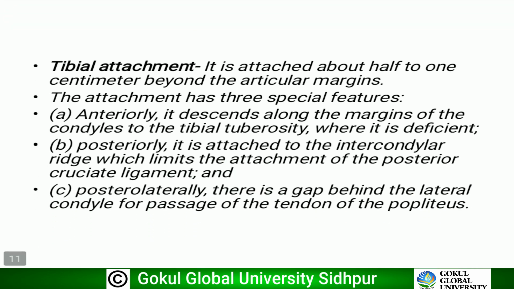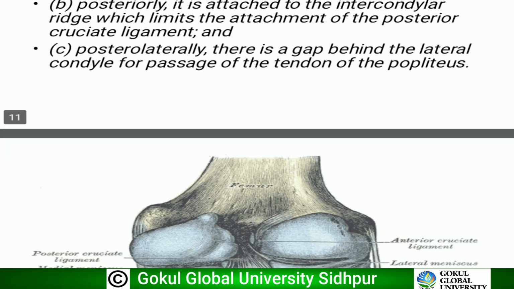Now regarding tibial attachment. It is attached about half to 1 centimeter beyond the articular margins. The attachment has three special features. Anteriorly, it descends along the margins of the condyles to the tibial tuberosity, where it is deficient. Posteriorly, it is attached to the intercondylar ridge, which limits the attachment of the posterior cruciate ligament. Posterolaterally, there is a gap behind the lateral condyle for passage of the tendon of the popliteus.